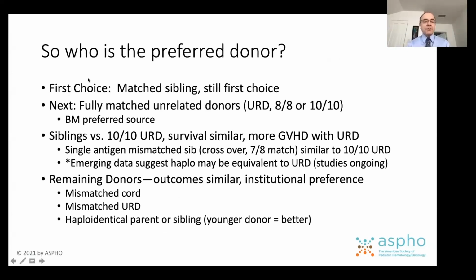So then, who's the preferred donor? First choice is a matched sibling. Still first choice, in spite of the fact that we have really good outcomes with unrelated donors, we still consider matched sibling first choice. Next is a fully matched unrelated donor right now, but as I speak, there are multiple retrospective studies and prospective trials testing whether haplo donors may be as good or better than fully matched unrelated donors. But for sure, if you do choose an unrelated donor in pediatrics, bone marrow is the preferred source.